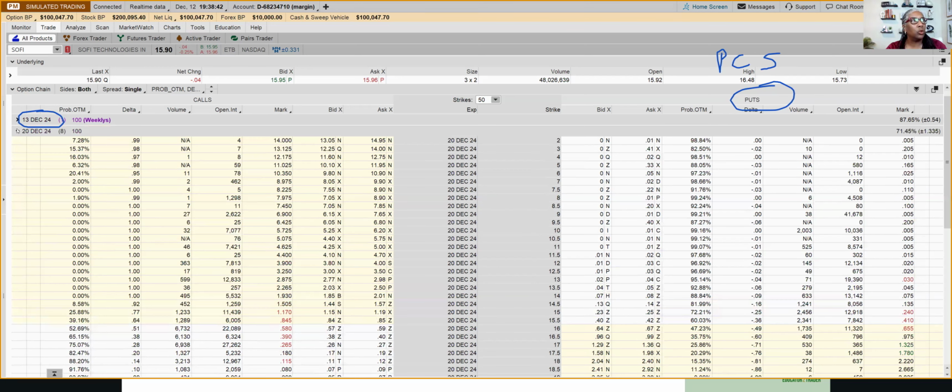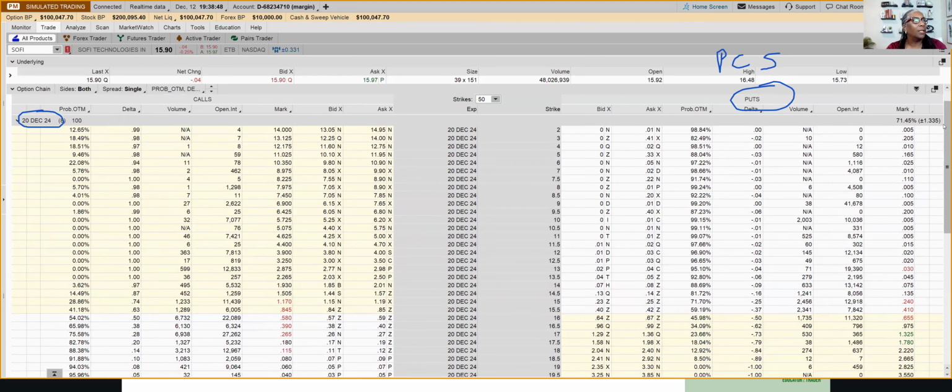Let's not do the 13th. Let's look forward to the 20th. We're going to look at the 20th of December. We're still going to look for our 15 strike. I have way too many strikes here. 50 is too many because it makes it all crowded out here. But anyway, this is the 15 strike.